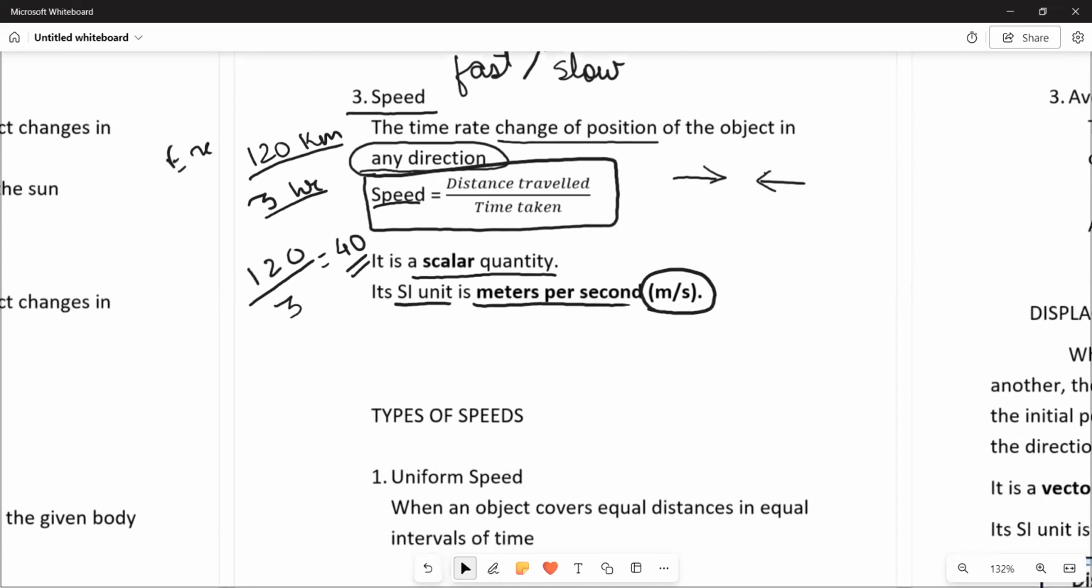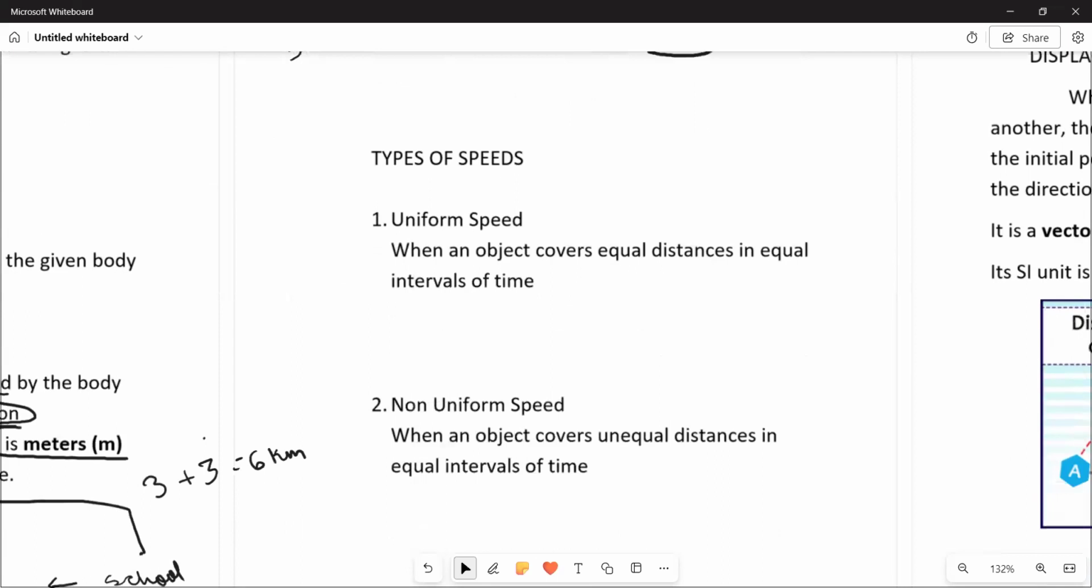Okay. So now, as we have discussed speed, there are different types of speed which we'll be discussing now. So the first is uniform speed. So uniform speed is when an object covers equal distances in equal intervals of time.